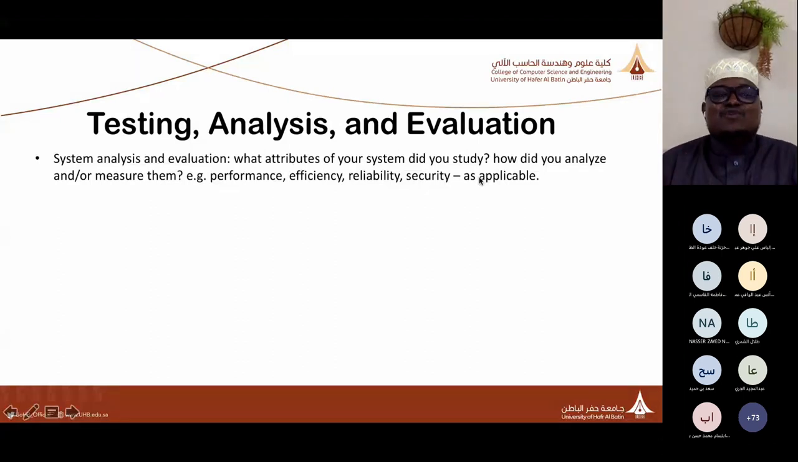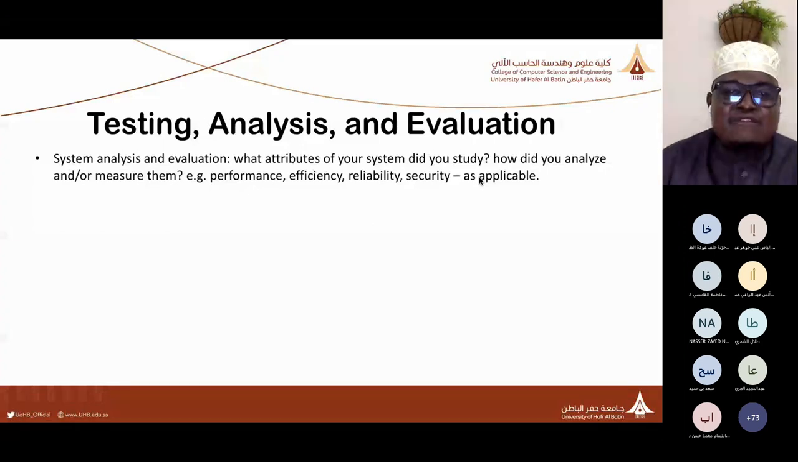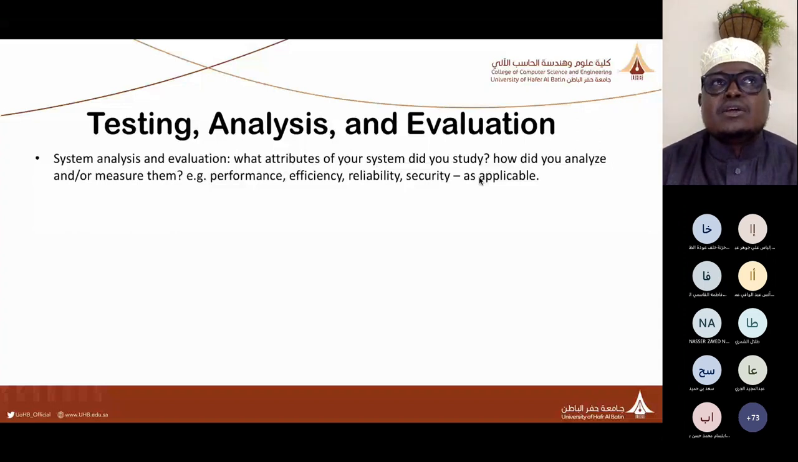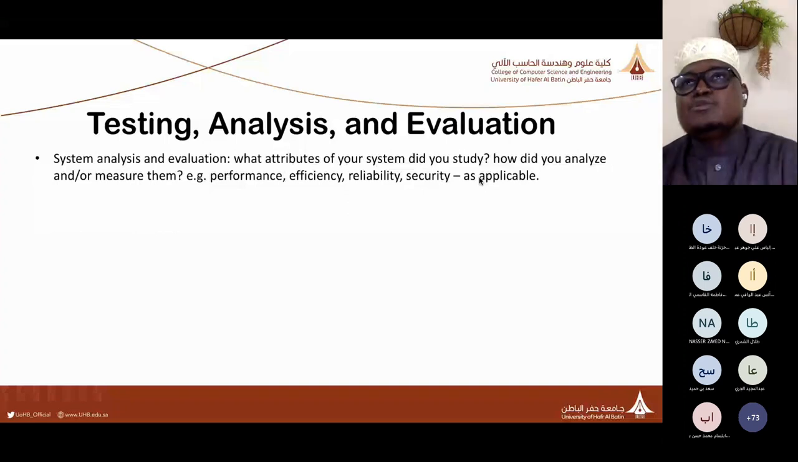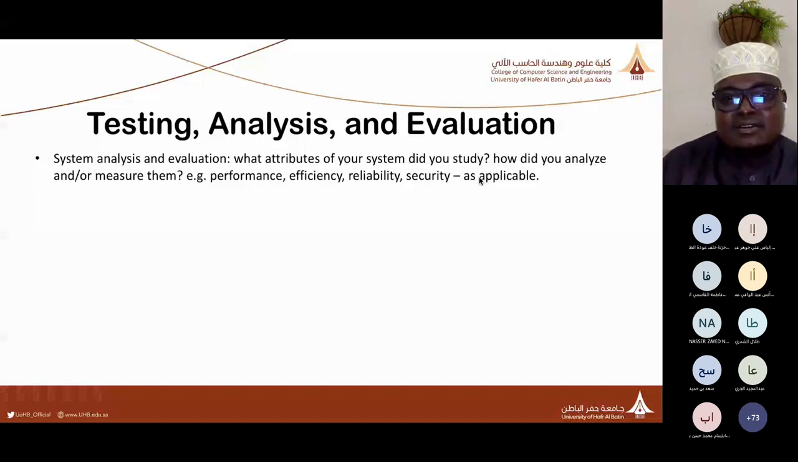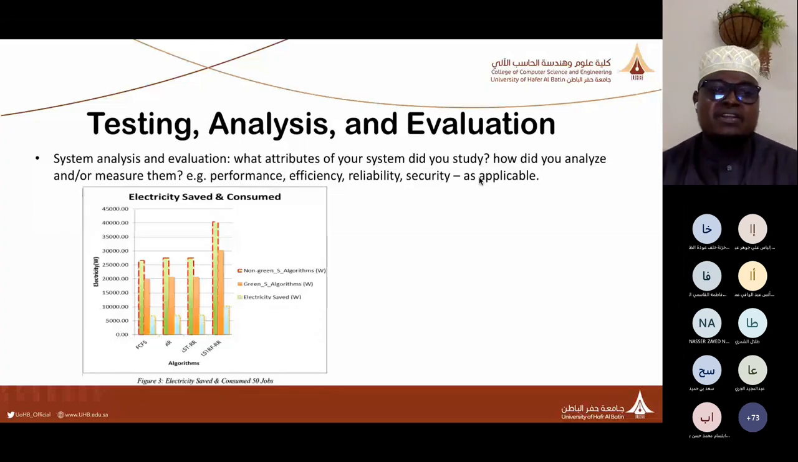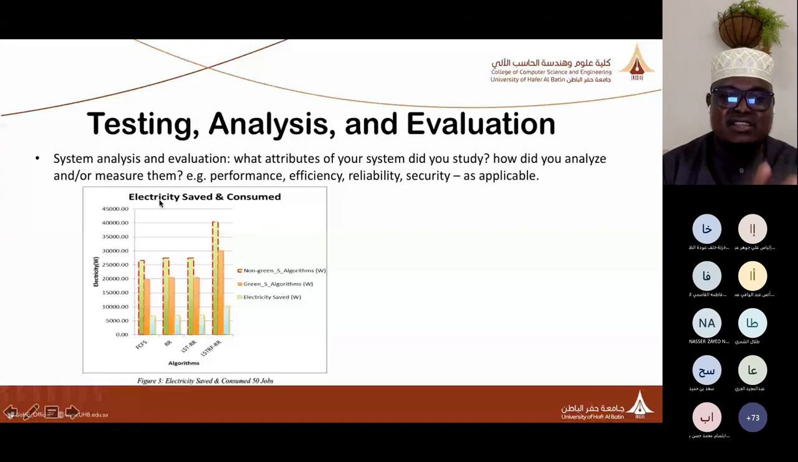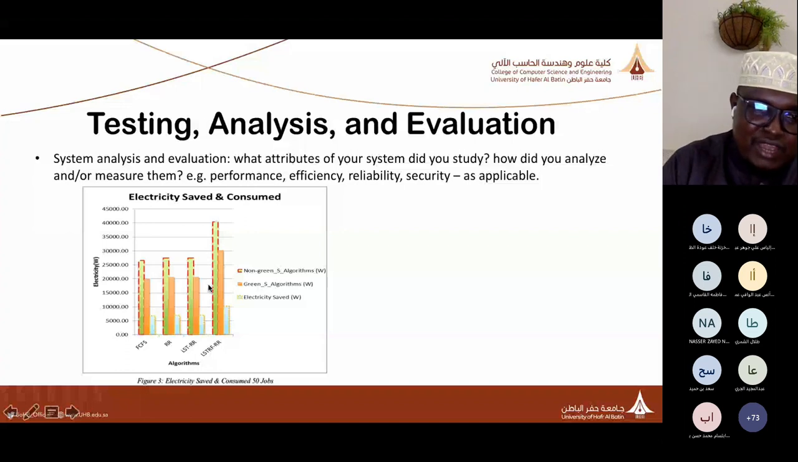First of all, I want to highlight one thing. It's not advisable to use "I use." It's not academically right. It needs to be "this research work used A, B, C, D to be able to achieve X, Y, Z." You understand? That is the way it should be. For example, in terms of analysis, electricity savings and consumption are, let's say, the performance given here, related to the example I gave you earlier.